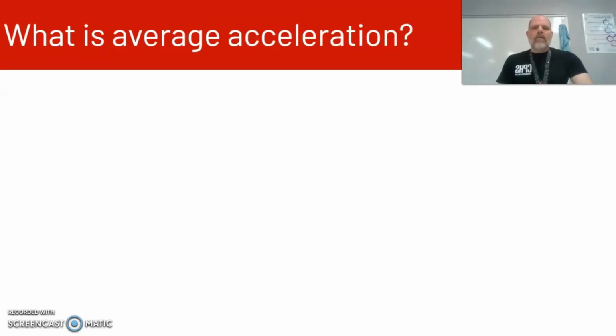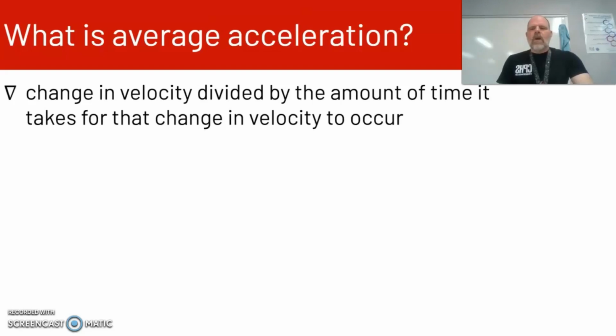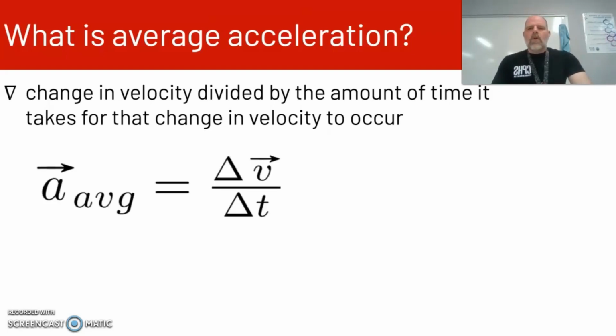So what is average acceleration? Average acceleration is a change in velocity divided by the amount of time it takes for that change in velocity to occur. So the equation for average acceleration is a average equals delta v divided by delta t. Again, acceleration is a vector, so it has the little arrow over the a, and velocity is a vector, so it has a little arrow over the v.